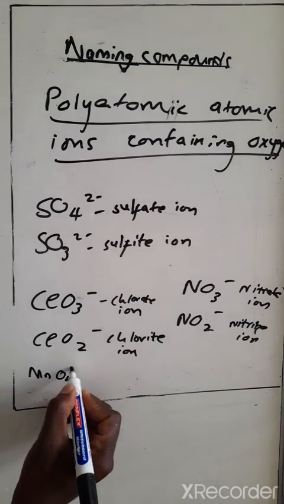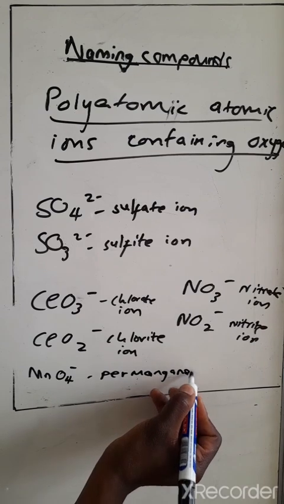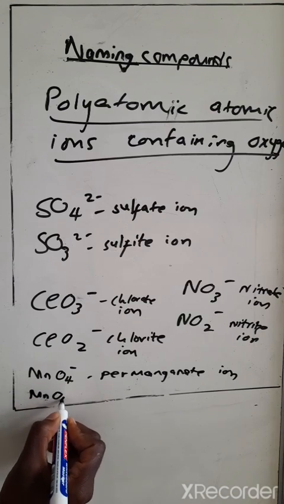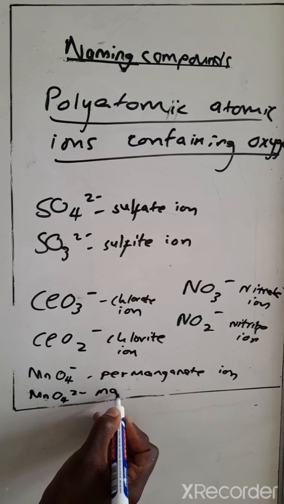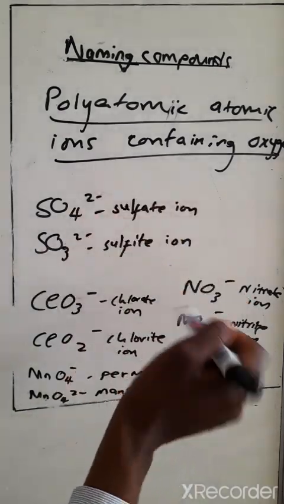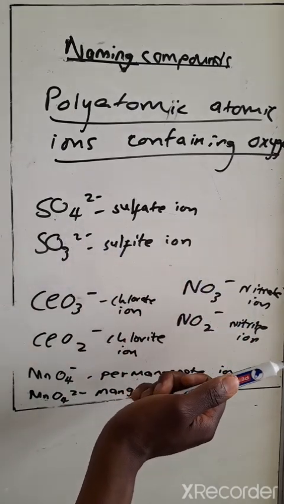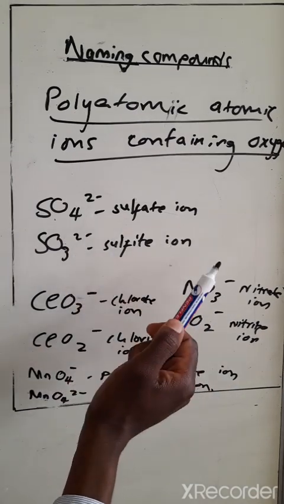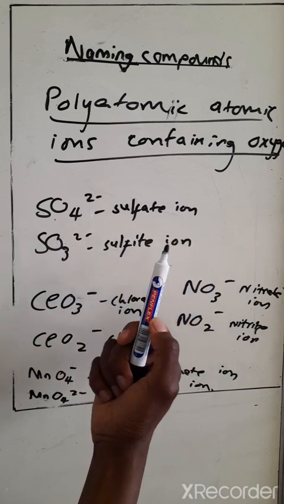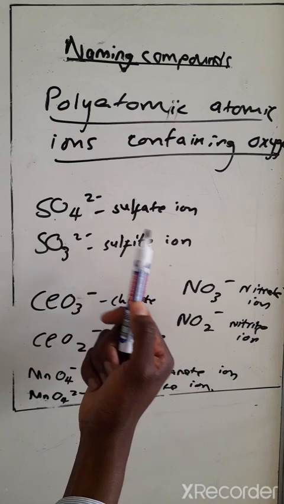MnO4 minus, this is permanganate ion, and then this is manganate ion. Please note that these are oxygen containing polyatomic ions, or simply ions that are containing oxygen. All right. But these are polyatomic ions.